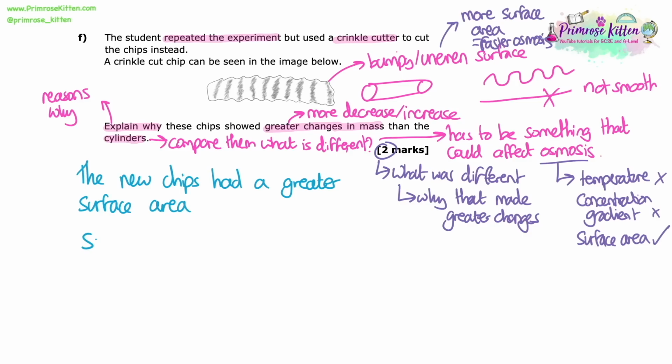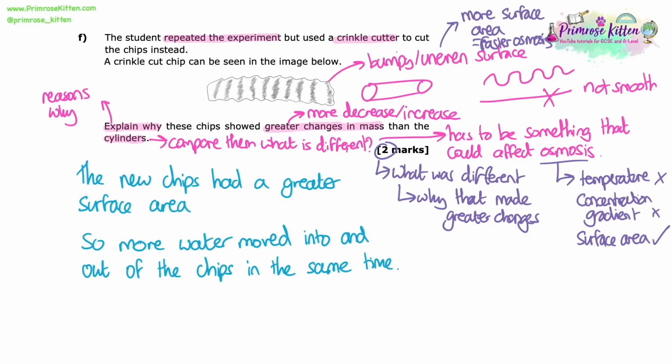So for our first mark, we're going to explain that the new chips had a greater or larger surface area. And then we give the reason why that affected the greater changes in mass. So more water moved out and into the chips in the same amount of time. The more water part is important there, or talk about the faster movement of water in the same amount of time. That can also get you a mark here as well.